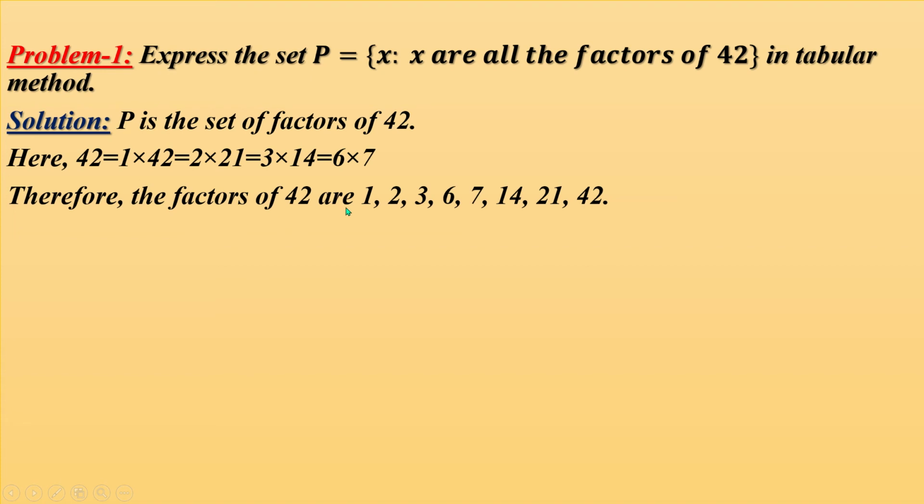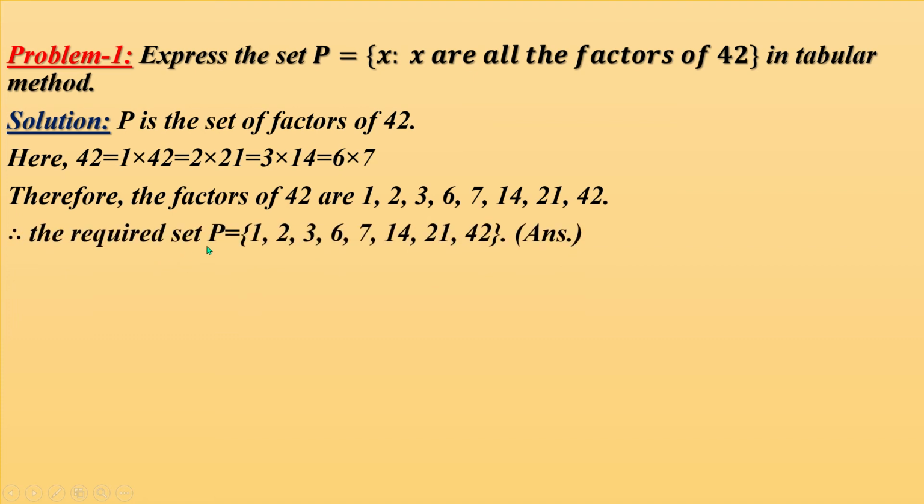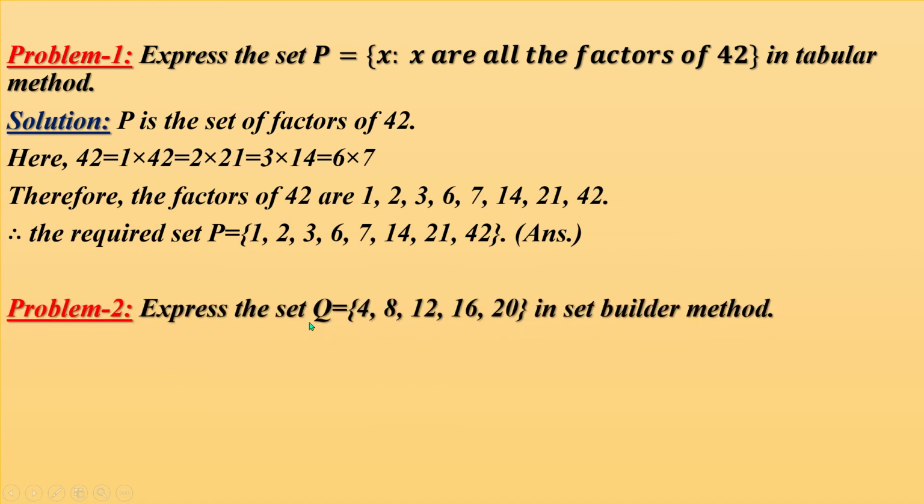Therefore, the factors of 42 are 1, 2, 3, 6, 7, 14, 21, 42. Therefore, the required set P equals this. This is the required answer. Problem 2. Express the set Q equal to {4, 8, 12, 16, 20} in set builder method.